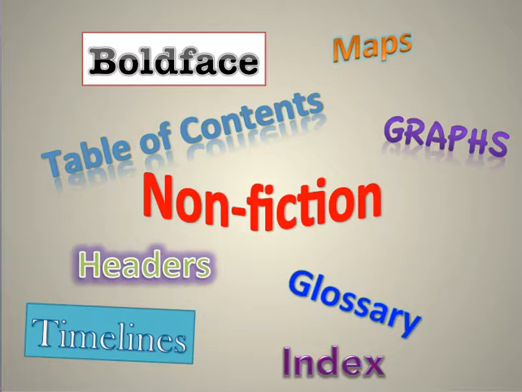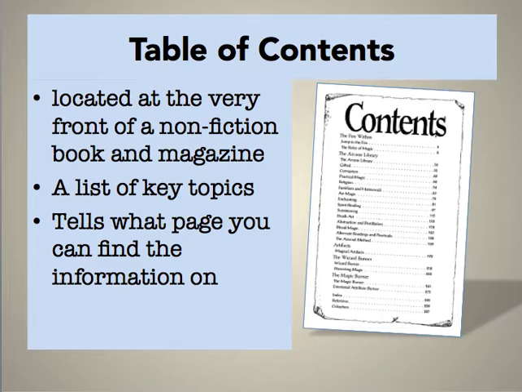One of the most important text features that you will come across as a reader or a researcher is the table of contents. The table of contents is located at the very beginning of a nonfiction book or magazine. It tells you where key topics are located and where you can find this information.